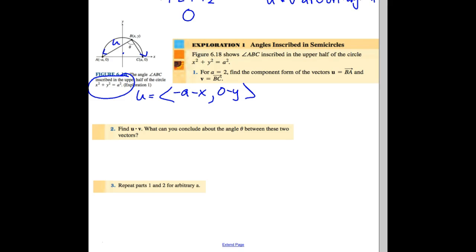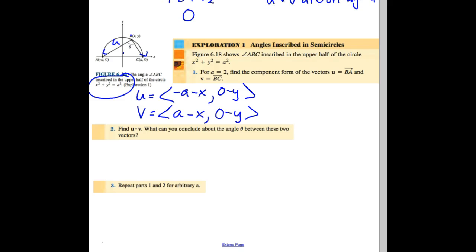All right. Vector V. This one is going from point B to point C. So we need to take the coordinates of point C minus the coordinates of point B, right? End minus beginning, terminal minus initial, head minus tail, however you want to think of it. So A minus X would be our first component, and 0 minus Y would be our second. Okay, so we did the first step, we put them in component form.